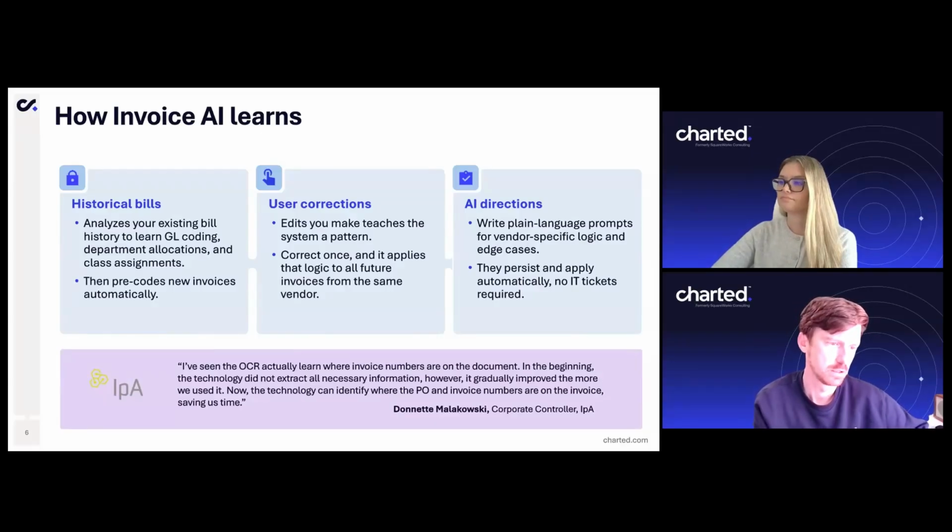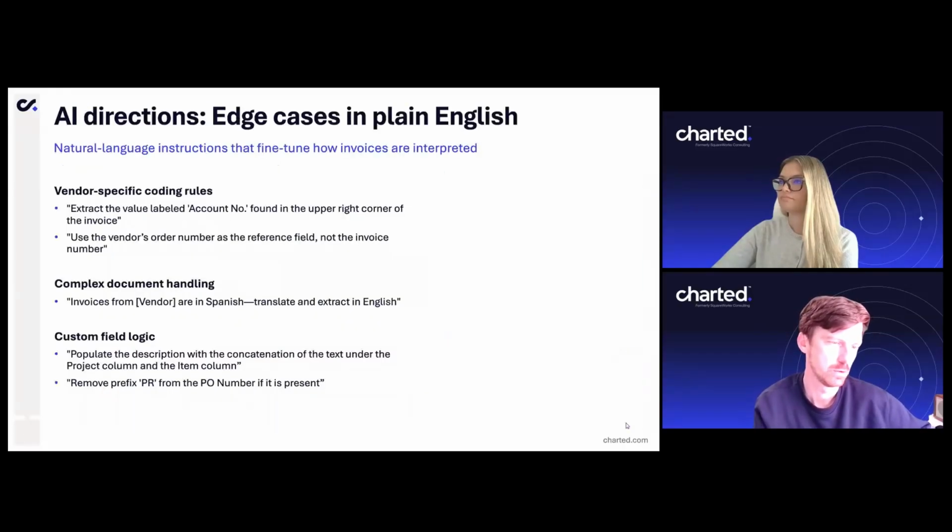So with that, let's jump to the next slide and get into a little more information on AI directions. This is an introduction to AI directions. If you're not familiar with what these are, if you're not a customer of ours and have never heard of this idea, AI directions are our name for how to provide additional natural language instructions to help fine tune how invoices are interpreted. I think of this as your extraction agent.